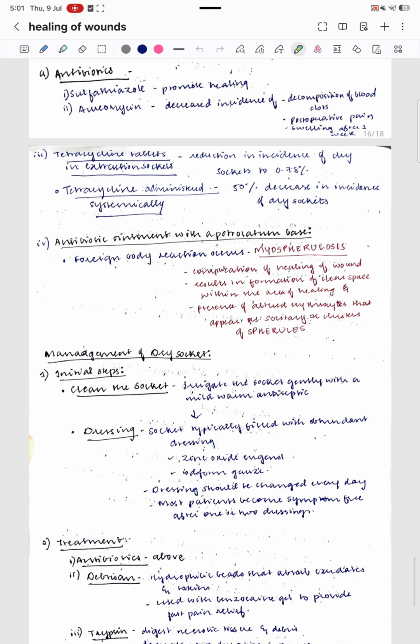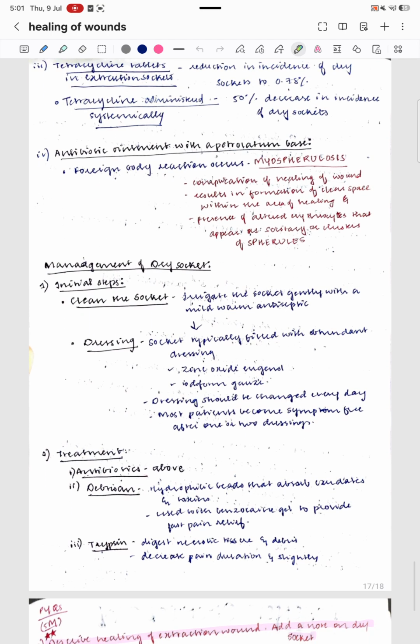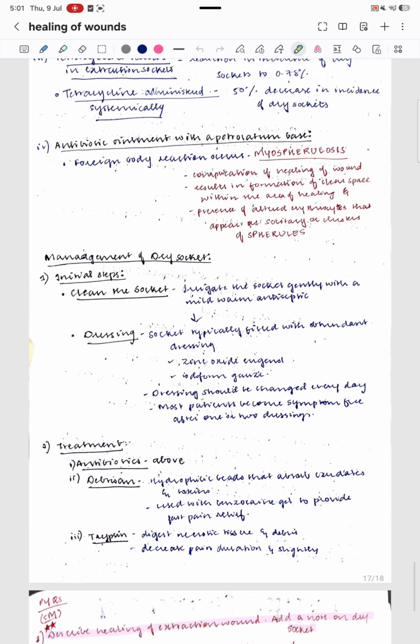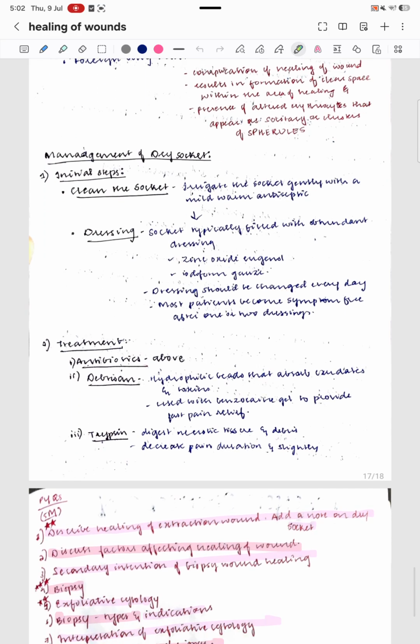Tetracycline is administered systemically. And an antibiotic ointment is given. A foreign body reaction occurs as a complication. So what is it? It is a complication of healing of the wound, resulting in formation of a clear space within the area of healing, with presence of altered erythrocytes that appear as solitary clusters of spherules.